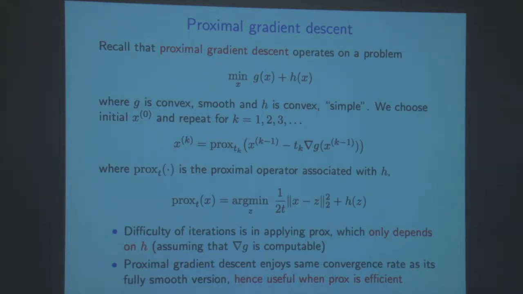Okay, per iteration, that may be the most expensive thing. We typically think of it that way. So as long as we can compute this gradient, the prox operator only depends on h, and that determines the difficulty of applying the algorithm. And it has the same convergence rate as fully smooth gradient descent, so if we didn't have any h. And so it's good to use when the prox is efficient. That was the quick summary of proximal gradient.